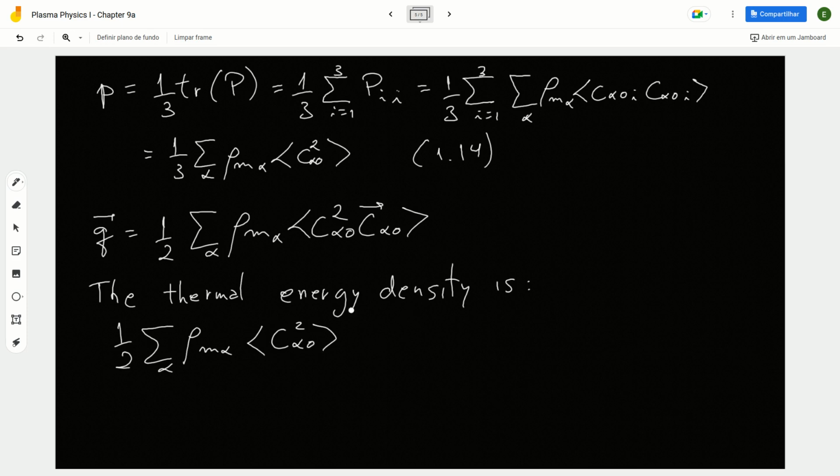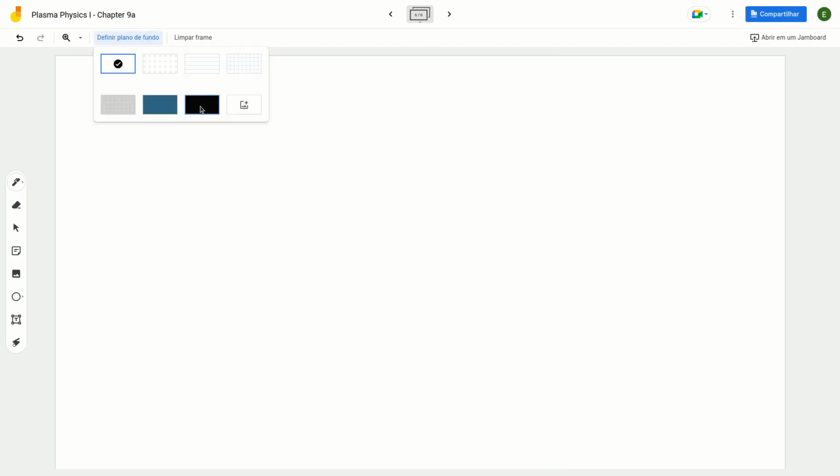And if you compare it with 1.14, you see this is P, right? So P is equal to this. So comparing both equations, we can see that this is actually 3P over 2, an important quantity for us also. This is going to be our dependent variable in the energy equation, to be derived later.